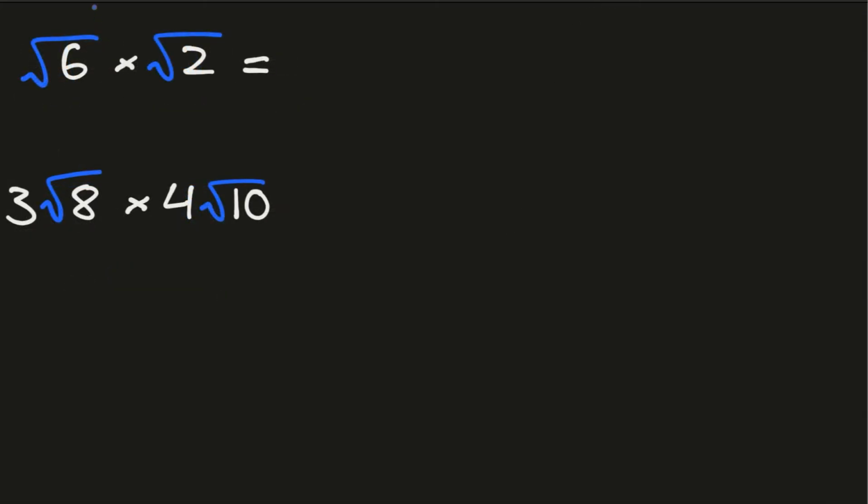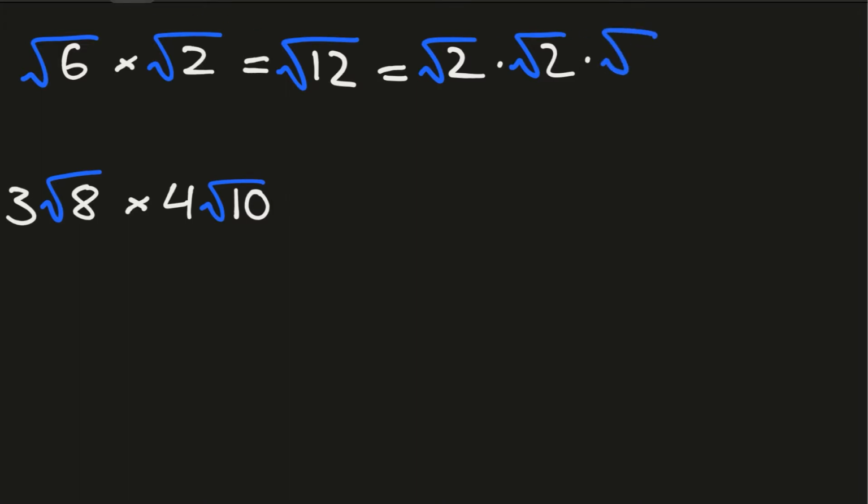The square root of 6 times the square root of 2 is simply equal to the square root of 12, as 6 times 2 is 12. So we're left with the square root of 2 times the square root of 2 times the square root of 3. Why is this? We know that 2 times 2 is 4, 4 times 3 is 12. So we just broke down the square root of 12 into 3 square roots. And we know that these two simply make 2, and that the square root of 3 cannot be simplified. So our answer is 2 times the square root of 3.